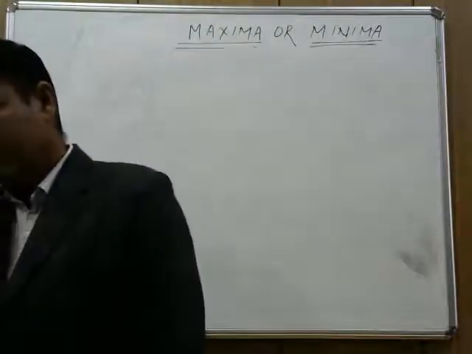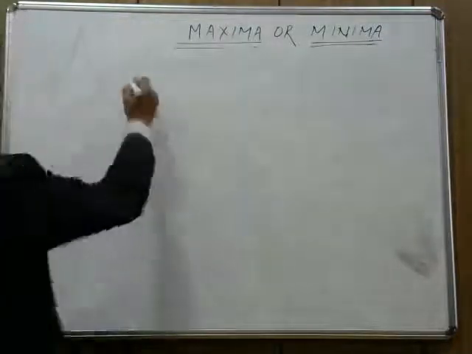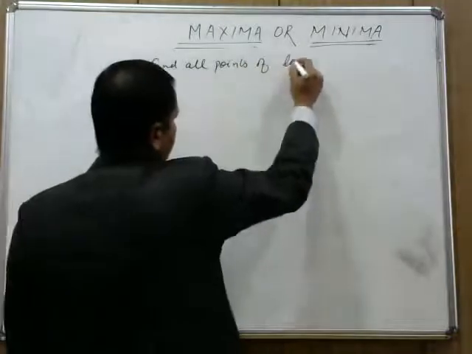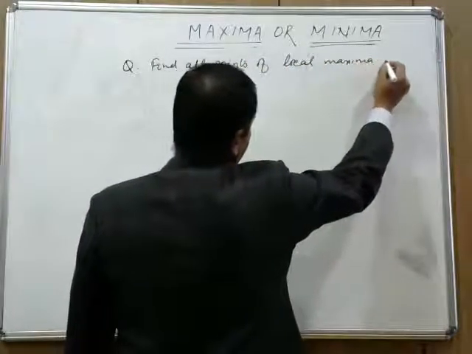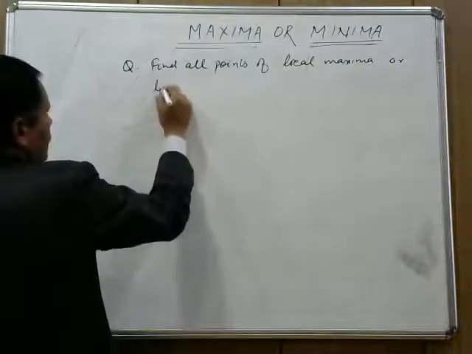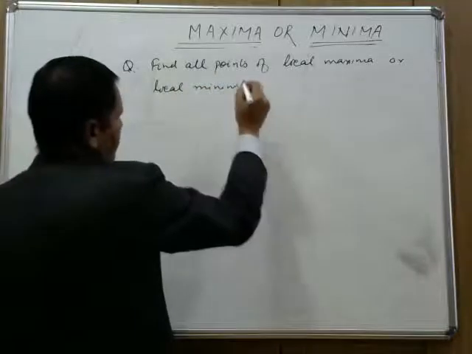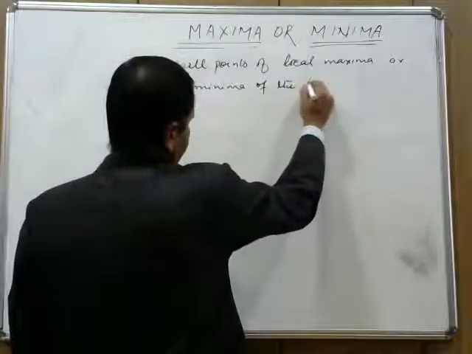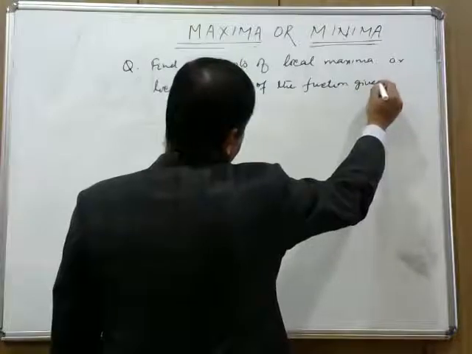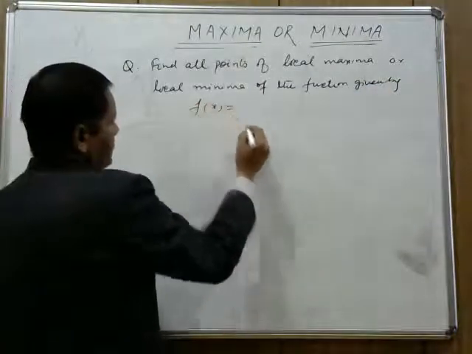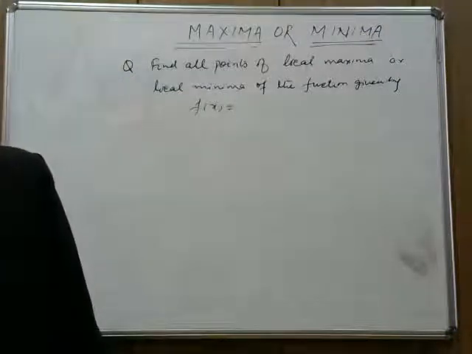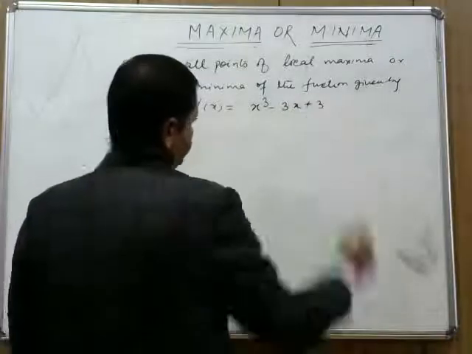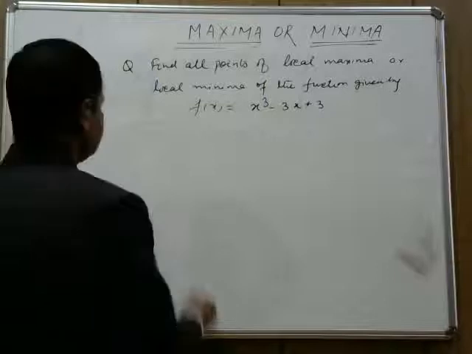Okay, let us see now. Find all points of local maxima or local minima of the function given by f of x is equal to x cube minus 3x plus 3. Right? Okay. Now see the solution part.